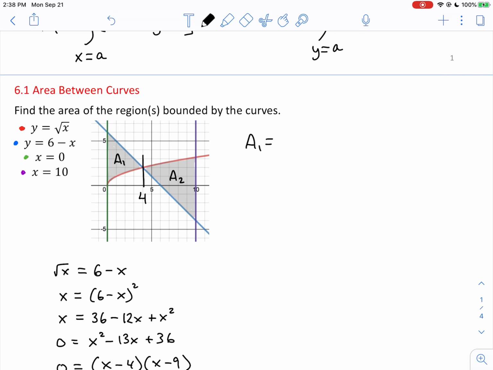Area 1 will be an integral, everything in terms of x. You know, x equals 0 is the green line, so we go from x equals 0 up to x equals 4. And then we set this up so we do the upper function, which is the blue, and we do the rule for it. So the 6 minus x is the upper function. We put that in parentheses, minus, and then we do the lower function, which is red, which is radical x. And then you can put that in brackets and then put the dx.